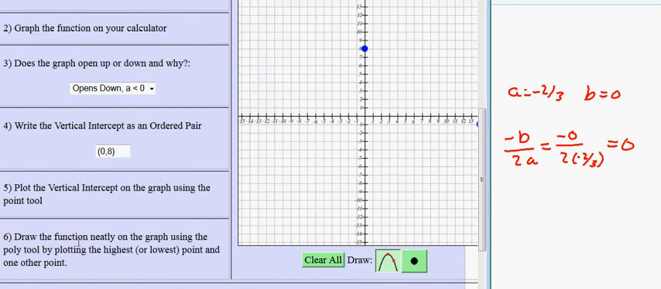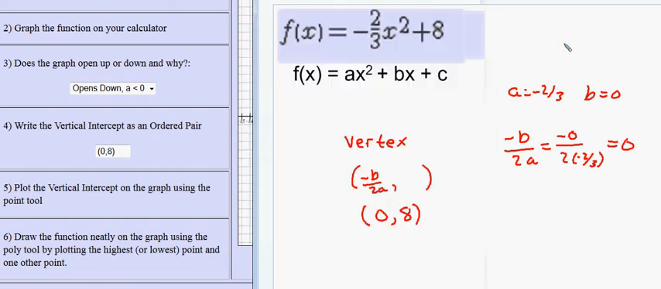So it says plot the highest or lowest point and one other point. So you just need to find one other point besides this one to use the poly tool to graph this. You can find any other point by doing something like plugging in 1 or 2. In fact, probably plugging in 3 would be easiest.